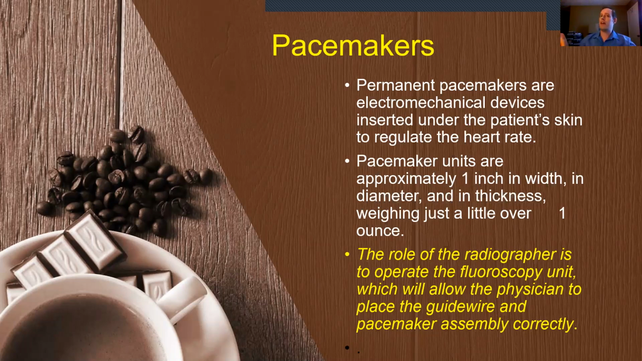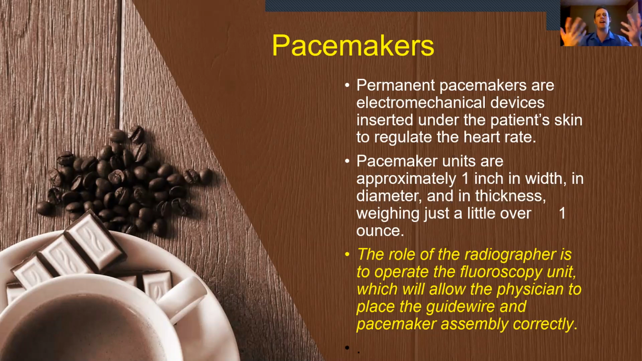And your role as an X-ray tech, you're going to operate the fluoro unit if you're ever in on one of these procedures, because as you can imagine, that can be a very intricate process, not only inserting that pacemaker in the right spot, but making sure the lines of the pacemaker are actually connected to the correct arteries and/or veins, because that pacemaker is actually sending electrical signals to the heart. If it's in the wrong spot, they can end up killing the patient. So you're the eyes of that doctor for those procedures.